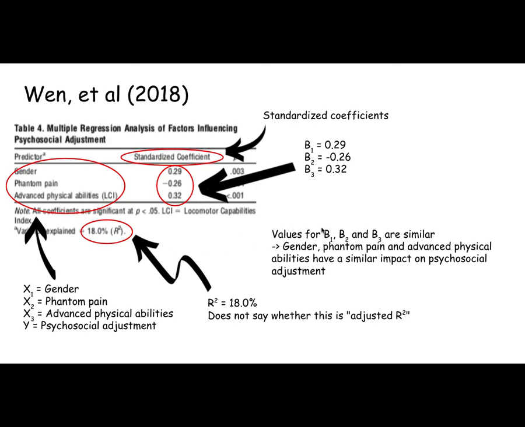And the way this works, psychosocial adjustment, that's what they're predicting. So that's their Y. Each one of these is one of their X's. And these are the different betas that go with those different X's.